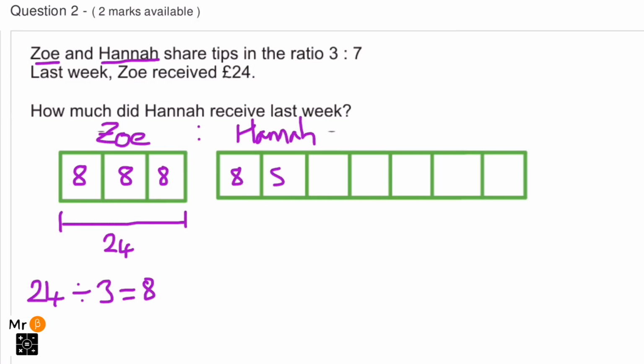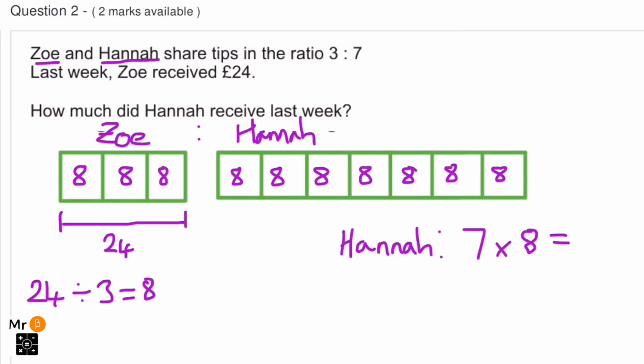Again, we can fill this in for Hannah's side as well because each of these boxes are identical in size and value. So now we can work out how much Hannah has made, as she has got 7 boxes, each with 8 in, so she has got a total of 56 pounds.